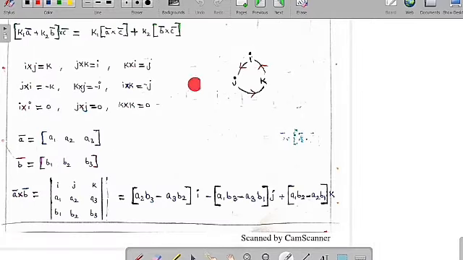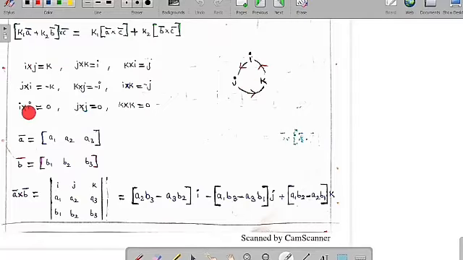Now here we have the vectors I, J and K, and we are going to assume the anti-clockwise direction is positive, so definitely the clockwise will be negative. I bar cross J bar will become K, J bar cross K bar will become I, and K cross I will become J. But in the reverse process, J cross I will become minus K, K cross J will become minus I, and I cross K will become minus J.